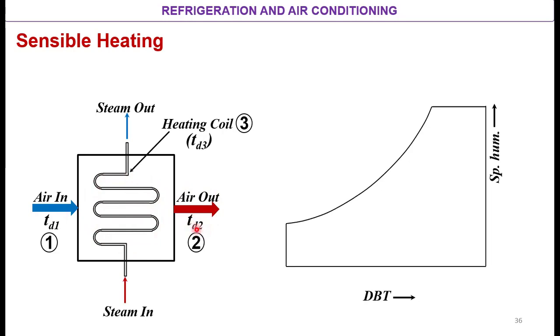Okay, so if we show these points on the psychrometric chart, on this side you have a blank psychrometric chart, with dry bulb temperature on the x-axis and specific humidity on the y-axis. So let us show point 1, point 2, and point 3, and the process of sensible heating on the psychrometric chart. See it very carefully. Step by step I have represented these processes on the psychrometric chart.